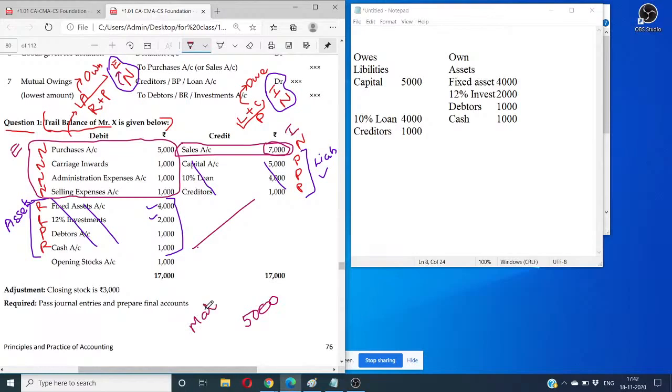I purchased material for 5000 rupees. Come on. What is the expense here? Come on, tell me. I purchased material for 5000 rupees. Is it an expense? Come on, tell me.